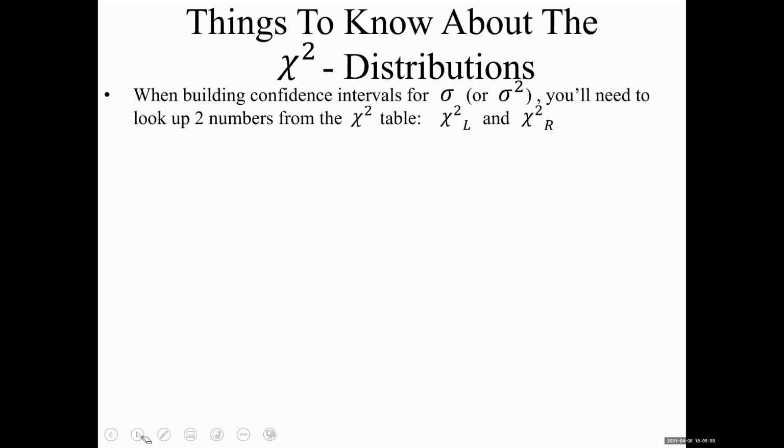Okay, when you're building a confidence interval for sigma, so that's what I have to teach you, right? How do you build a confidence interval for sigma? When you build confidence intervals for P, you had to find Z alpha over 2. When you're building a confidence interval for mu, you had to find something called T alpha over 2. When you're building a confidence interval for sigma, there are 2 numbers you've got to look up in the table, not just one. I call them chi-square left and chi-square right.